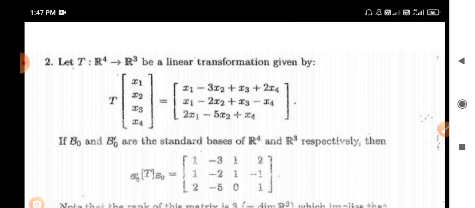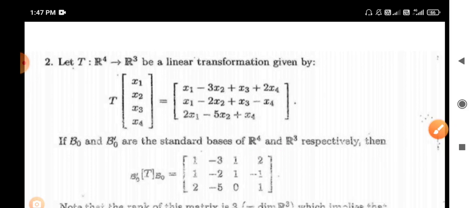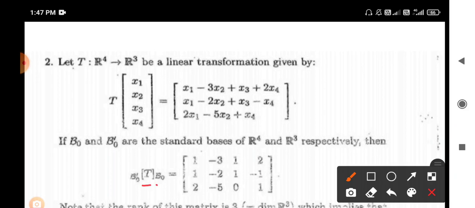Okay, so let us consider B naught be the standard basis of R4 and B naught dash be the standard basis of R3. Then the matrix of representation with respect to B naught and B naught dash is given by, taking one element in the basis of B naught.